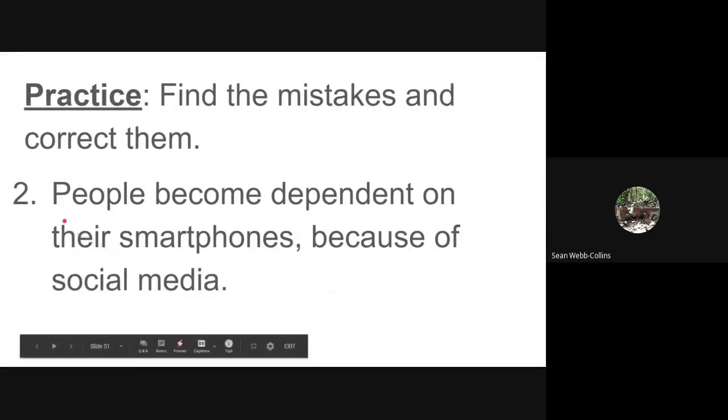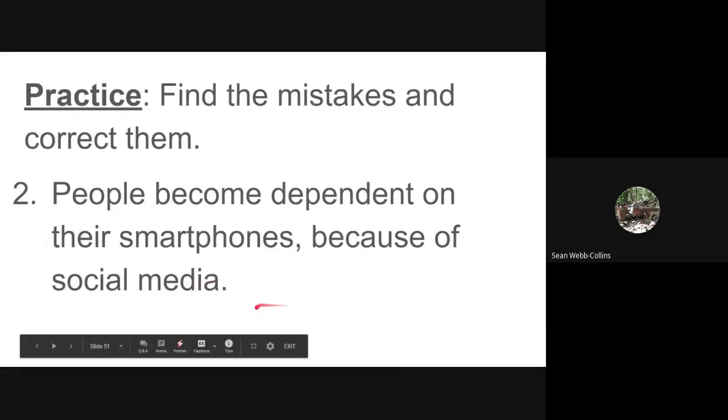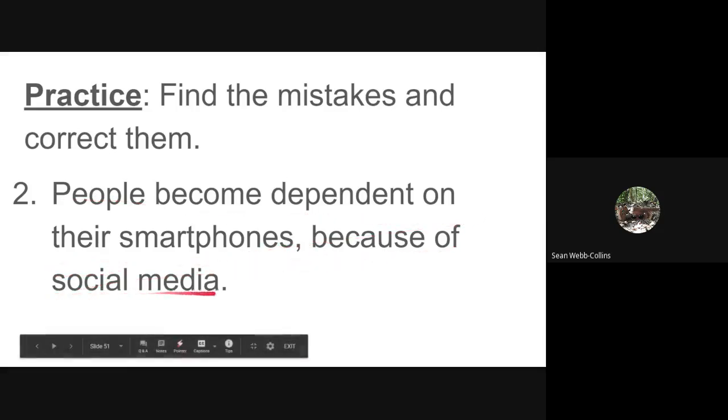Number two, people become dependent on their smartphones because of social media. People become dependent on their smartphones because of social media. Go ahead and pause the video now to find the mistakes and then correct them.